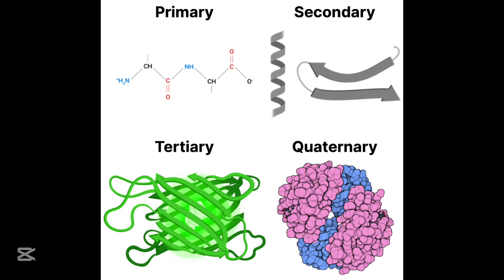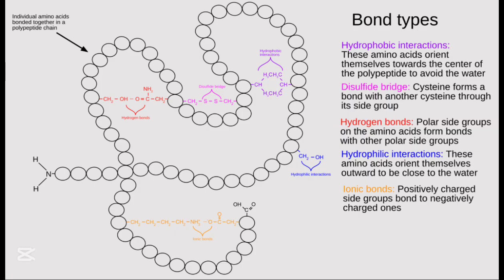Okay, so the sequence of amino acids determines how the protein folds, and that final 3D shape determines what the protein actually does. That makes sense. But what forces are actually holding the protein in that specific shape? That's a great question. There are several types of bonds and interactions that contribute to protein folding. Well, we have hydrogen bonds, which are weak but numerous.